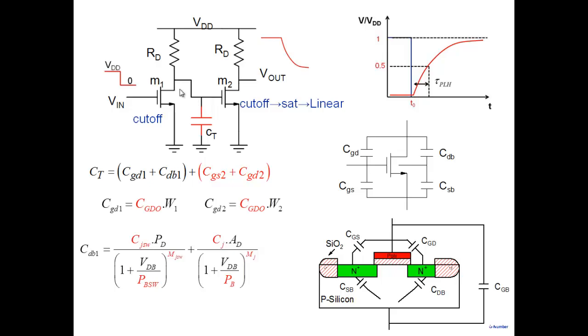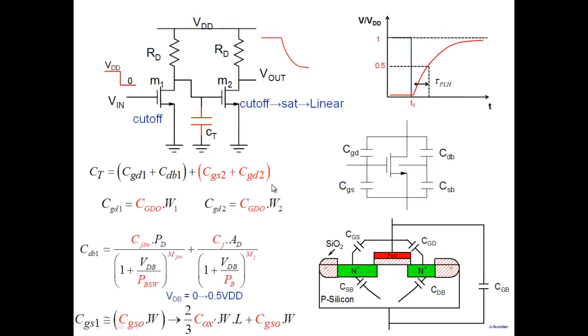As this node is charging, the drain voltage is increasing. So this capacitance is changing. And so it's going from 0 to 0.5 VDD. Initially, drain to body is 0. And then it goes to 0.5 VDD here. So this capacitance changes here. And CGS1 of this one goes from cutoff to saturation, so it shows here.